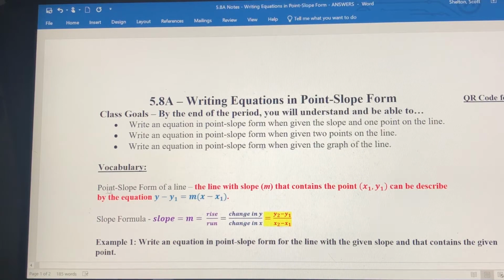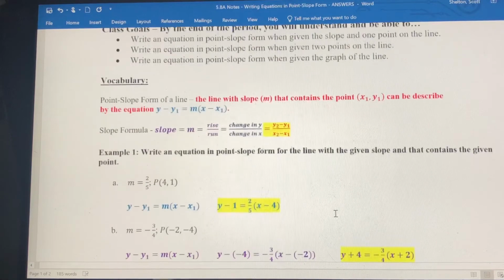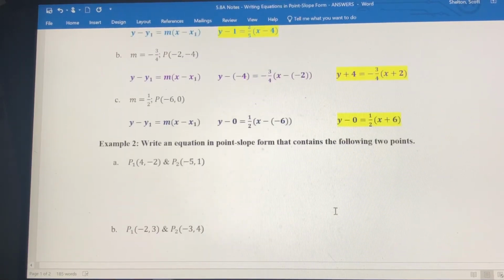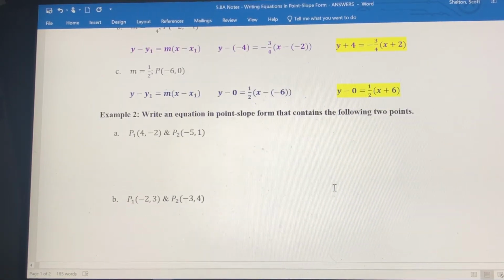So just to review, point slope form is going to be this equation here, this form, y minus y1 equals m times x minus x1. And just for review purposes, the slope formula is y2 minus y1 over x2 minus x1, okay? We've already done example 1, so let's scroll through those and let's move on to example 2, okay?